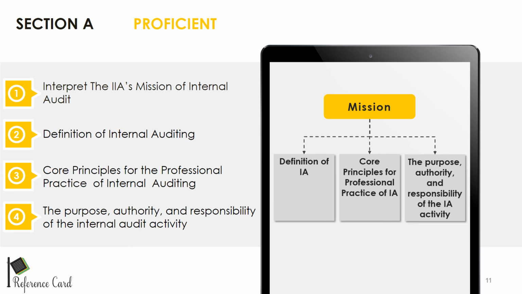For study purposes and for easy reference, we divided Domain 1 into 4 sections. Section A is going to cover 4 elements: understanding of the IIA mission of internal audit, definition of internal auditing, core principles for the professional practice of internal auditing, and the purpose, authority, and responsibility of internal audit activity. This section is tested at proficiency level. Proficiency level means a high degree of skills, expertise, and ability to apply the standards.